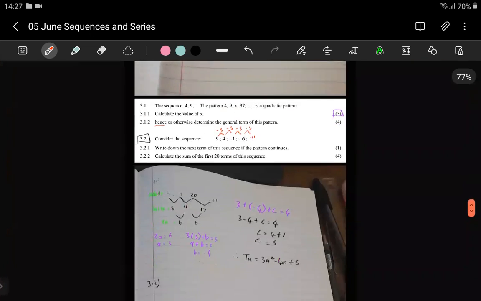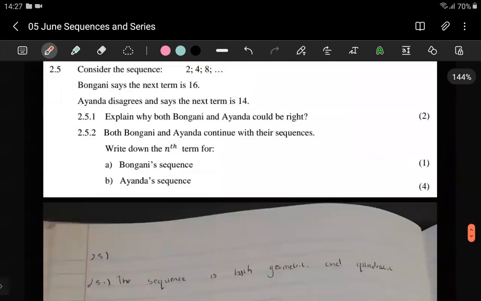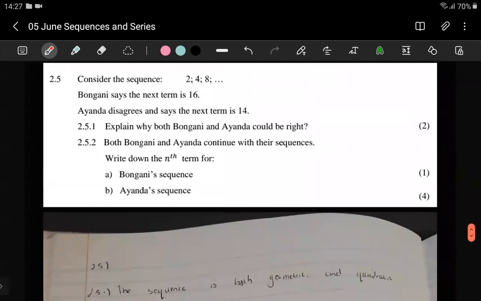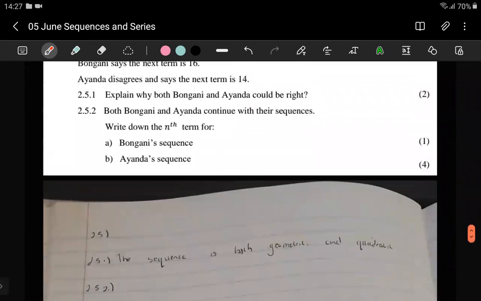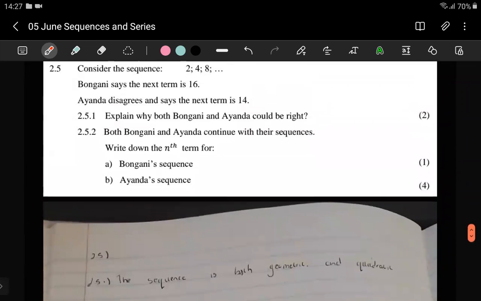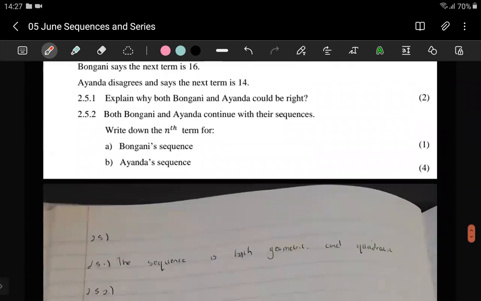And then there's this last one here, the one that has 2, 4, 8. It says, Bongani says the next term is 16. Ayanda says the next term is 14. Explain why both Ayanda and Bongani could be right. So you wrote here the sequence is both geometric and quadratic. Fancy.